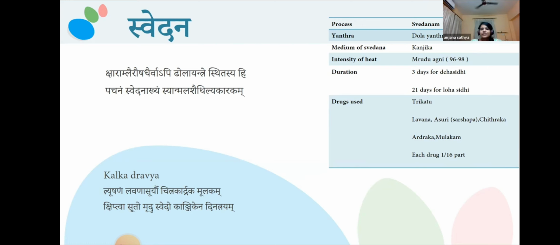Okay. So the Svedana Samskara, the definition is given as Charamle Raushade Vabi Dhola Yendre Sudasyahi Pajanam Svedanakyam Syar Mala Shaitanya Karaga. So the Svedana of mercury is heating the mercury in a pottery, by suspending it in a prescribed liquid media for a specified period of time. That is known as Svedana. So the process is Svedana, and the Svedana is done in Dhola Yantra.